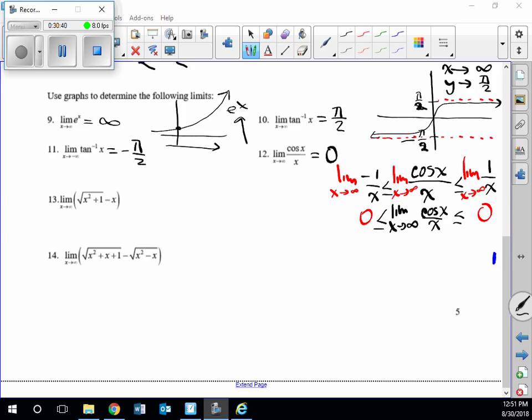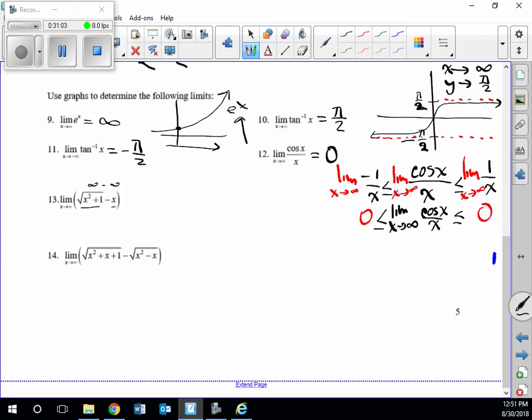So this one's a little bit more difficult. If you try to plug in infinity, you'll notice that this first term is going to be positive infinity, and then you're subtracting another infinity. So it's like infinity minus infinity. So what do you do here? This is kind of a challenging limit.